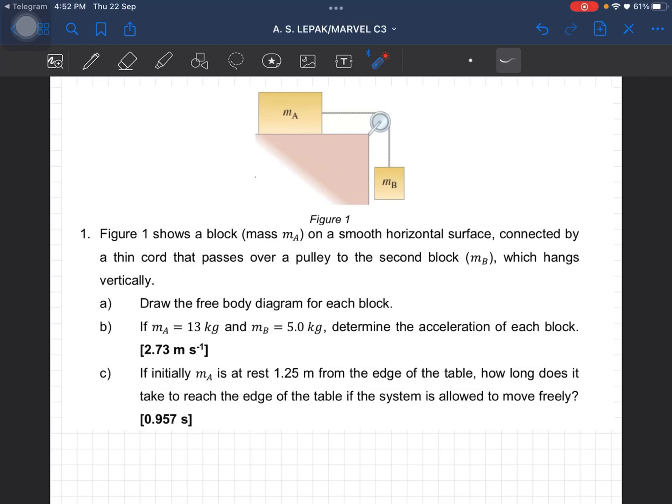Hello everybody, so today I will be explaining how we solve question number 1 of our Lepak Marvel chapter 3. This figure has two blocks, and one of them is on a smooth horizontal surface. It is connected by a thin cord that passes over a pulley to the second block, which hangs vertically. So we have to draw the free body diagram for each of these blocks.